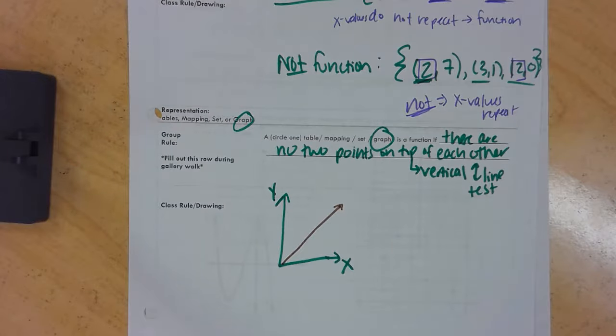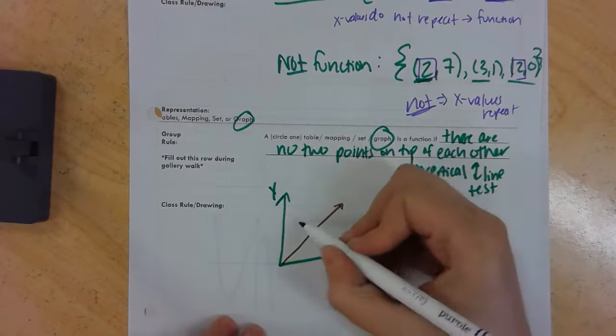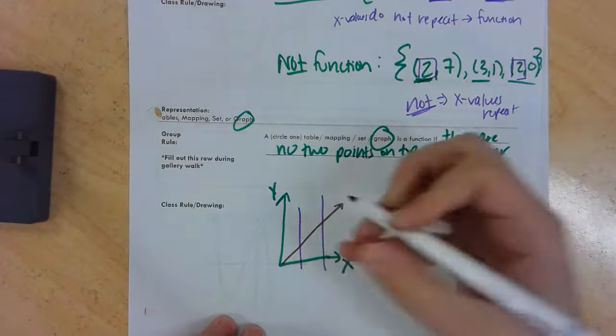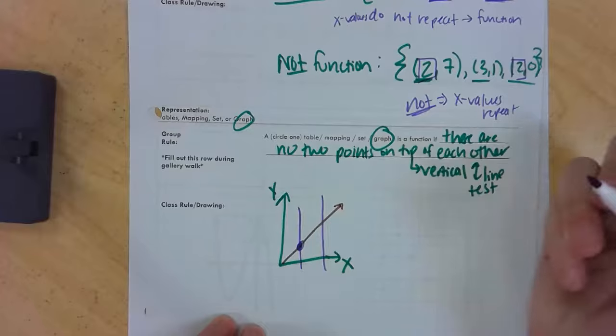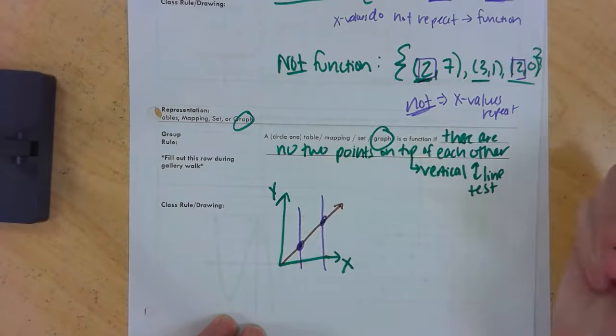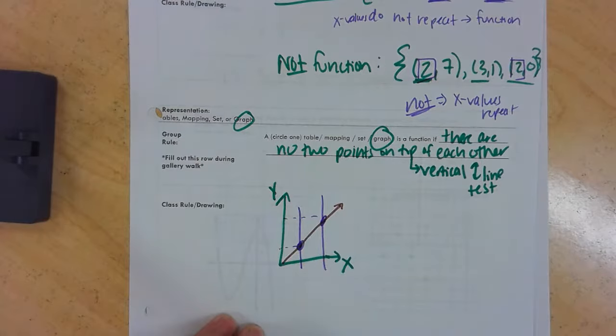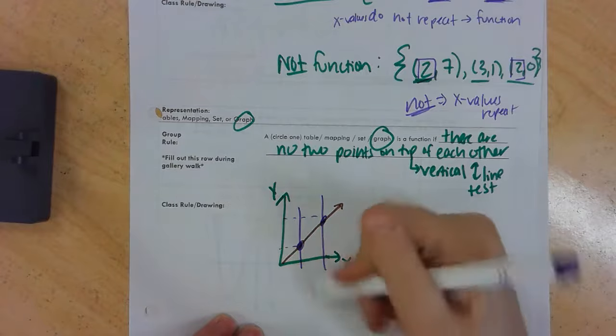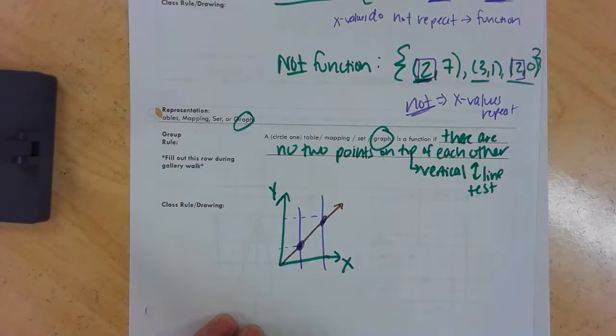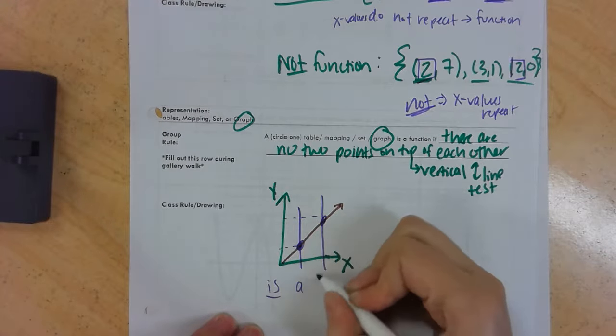Something to think about is, how do I tell if something's on top of each other? I can draw a line straight up and down. I see it only crosses here one time. So there's only one Y value on every one of those lines. So it passes the vertical line test. This is a function.